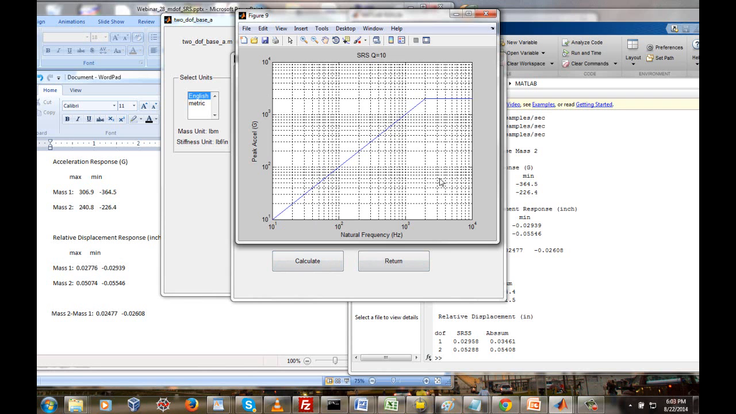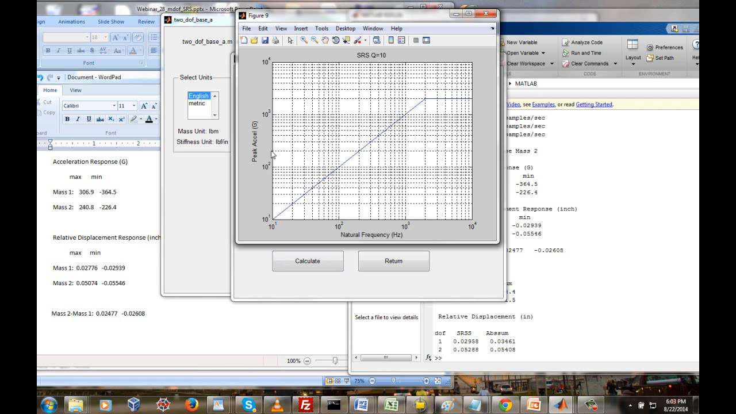Now, it just so happens by coincidence the G levels are going to be numerically equal to the natural frequencies along this ramp. That's partly because it's 6 dB per octave. But what this SRS approximation method does is it says, okay, we've got a 200 hertz mode.